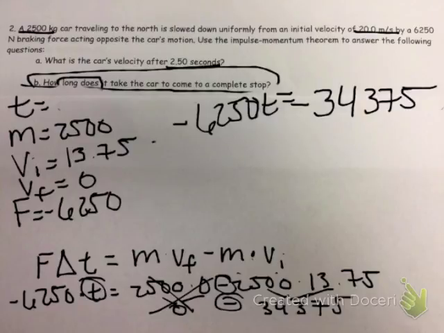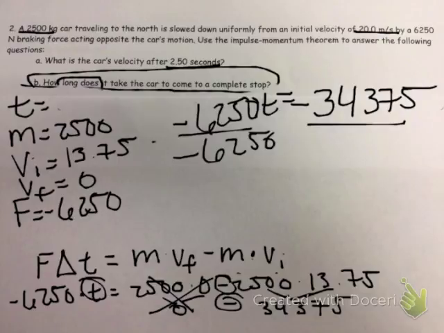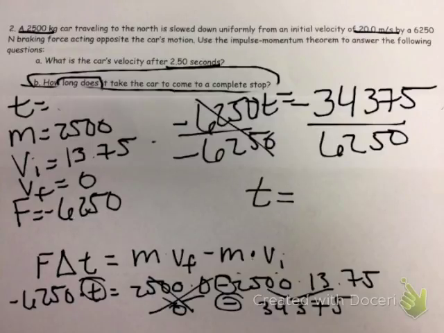Now what do we need to do now? Let's divide over that negative 6,250. So we're going to go from this side to the other side, correct? Yeah. So negative 6,250 will cancel out there. So 34,375 divided by 6,250, what does that leave us with? That leaves us with a positive 5.5 seconds. Right, because we have a negative here and we have a negative here. A negative divided by a negative makes it a positive. So that's going to equal 5.5.